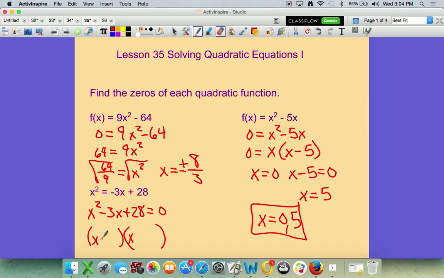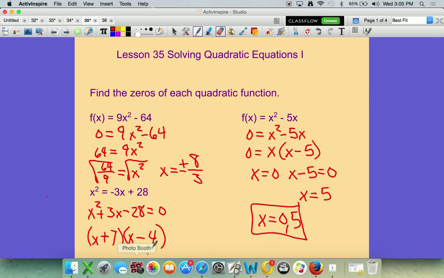Sorry, this should be a negative 28, not a positive 28. Let's fix that really quick, and this should be a positive 3, not a negative 3. This says our signs are different, so one's plus, one's minus. What multiplies together to give us 28, and adds together to give us 3? Well, 7 and 4 multiply together to give us 28. 7 here and 4 there give us a positive 3.